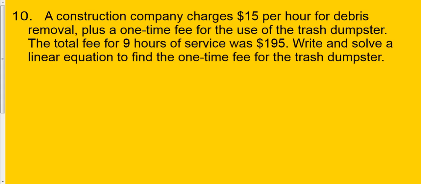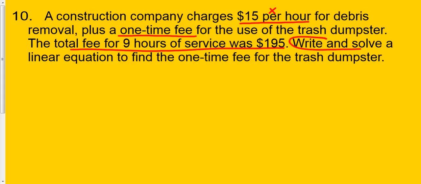Write and solve a linear equation to find the one-time fee for the trash dumpster. Okay, so again, I'm going to underline important aspects. A construction company charges $15 per hour for debris. Per means I'm going to be multiplying. We have a one-time fee for the use of the trash dumpster, so I just have to remember that there is this one-time fee that they're talking about. The total fee for 8 hours was $195. That clues me in. That's probably a sample point.